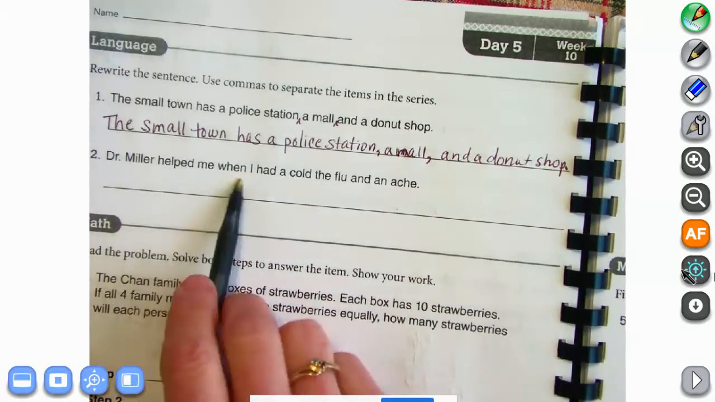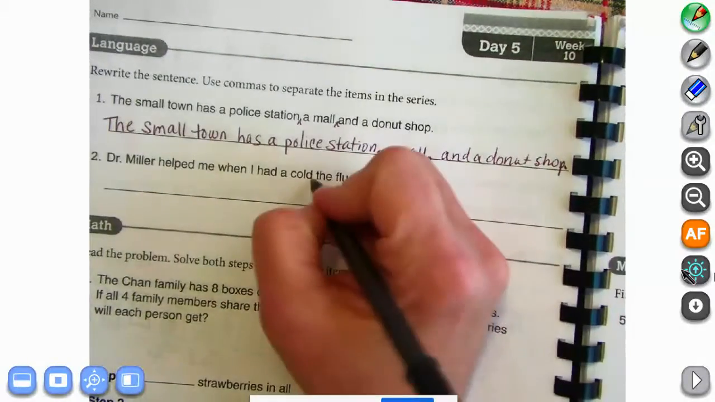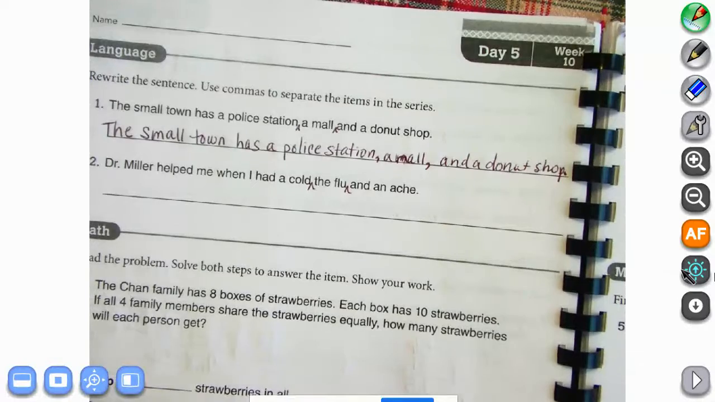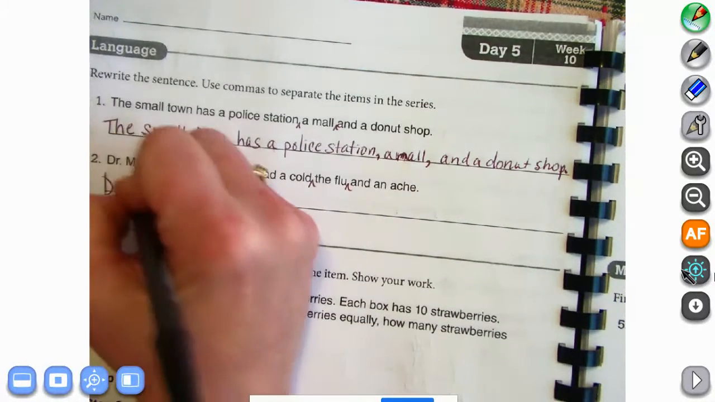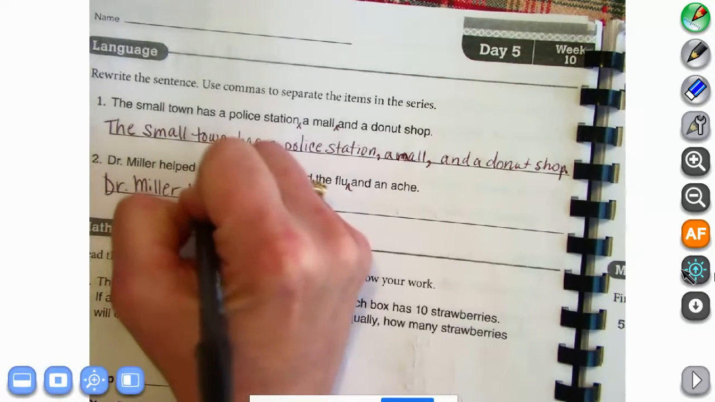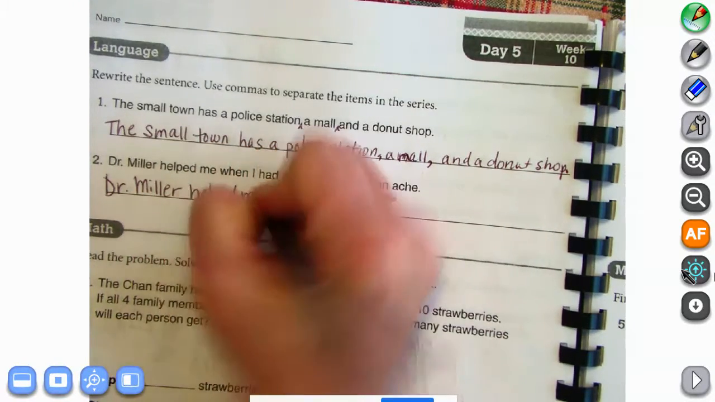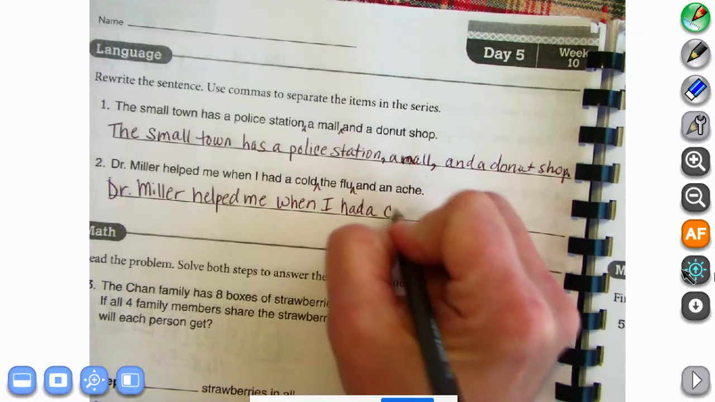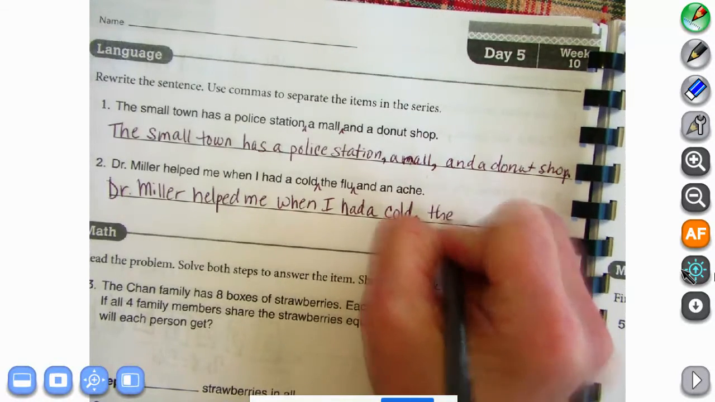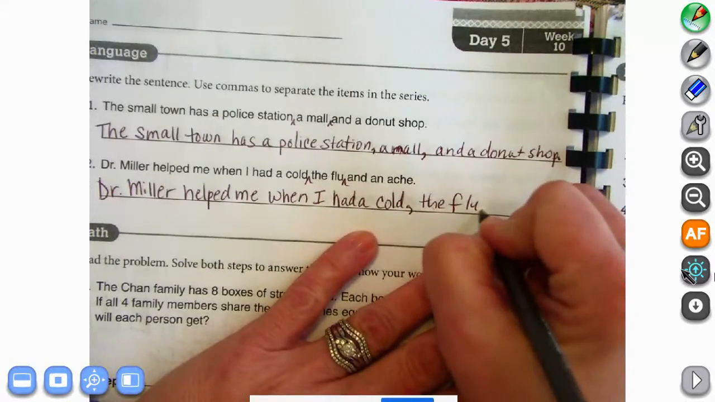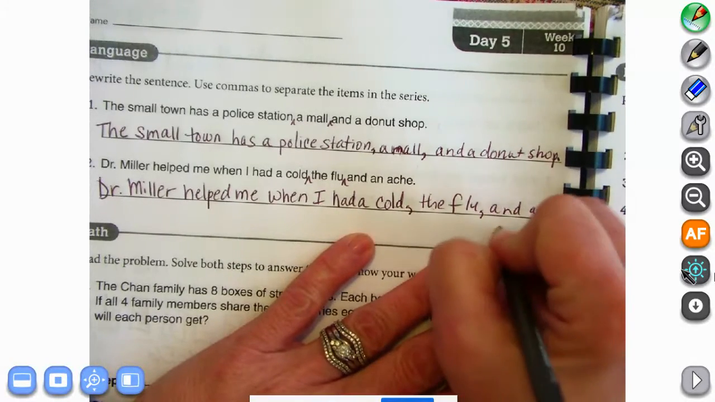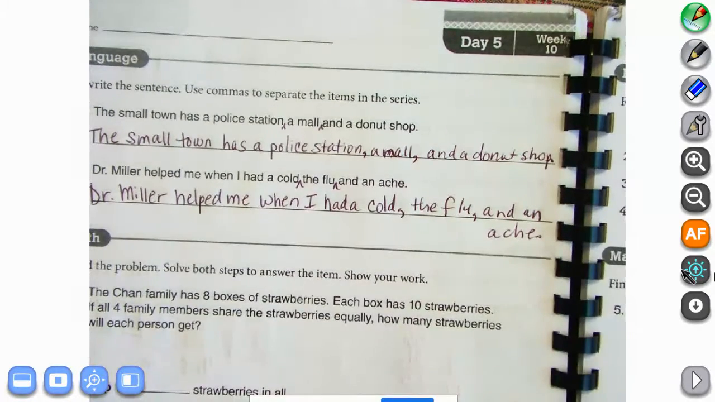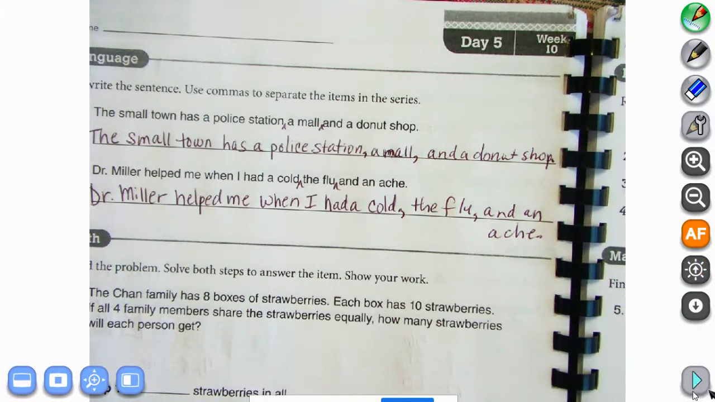Number two, Dr. Miller helped me when I had a cold, the flu, and an ache. Cold and a flu and an ache. Okay. So Dr. Miller helped me when I had a cold, comma, the flu, comma, and an ache. All right. So I have you go ahead and freeze that right there if you need to.